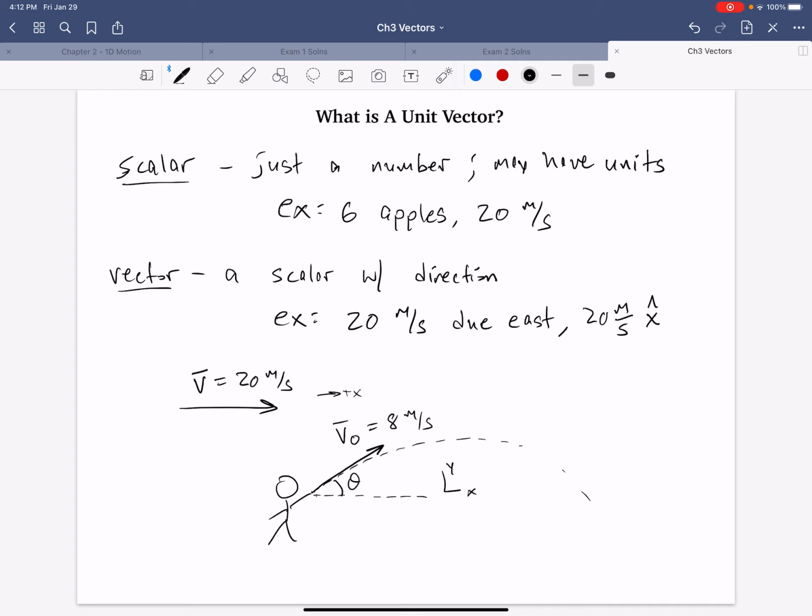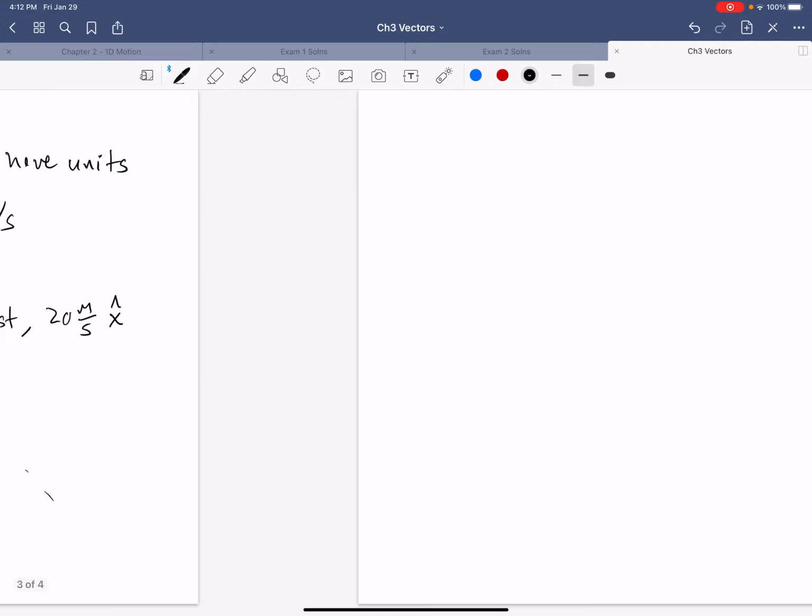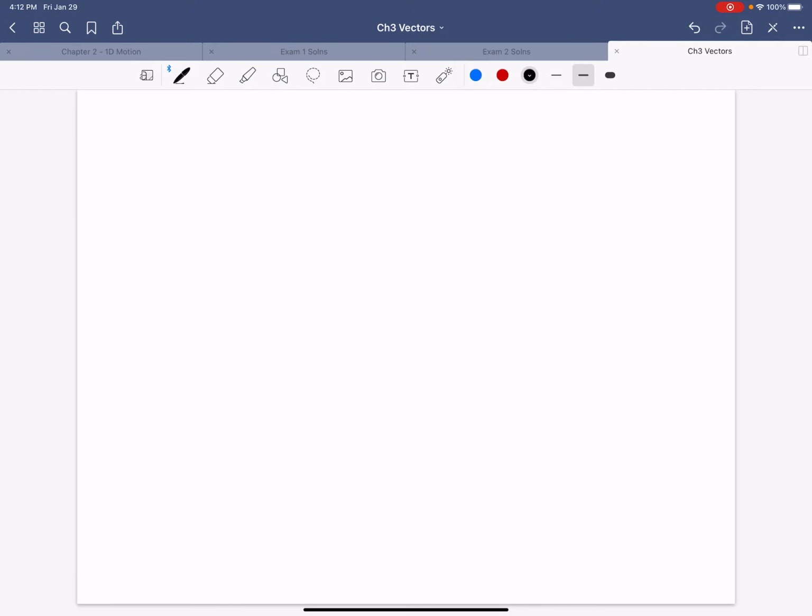Now knowing the difference between a scalar and a vector, let's take a more in-depth look at a unit vector. It's a special class of vectors. So a unit vector, just like its name might imply, is a vector of magnitude 1. Unit meaning 1. And physicists write them in the language of math as either i hat or j hat or k hat.